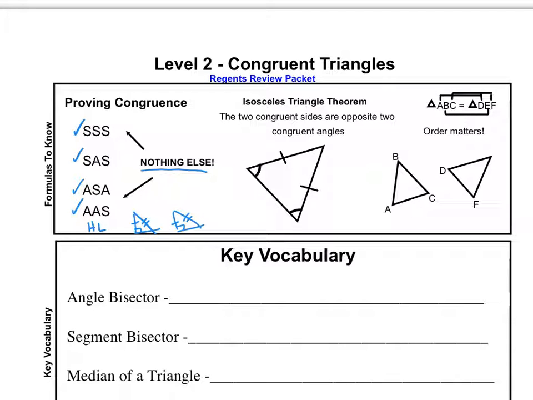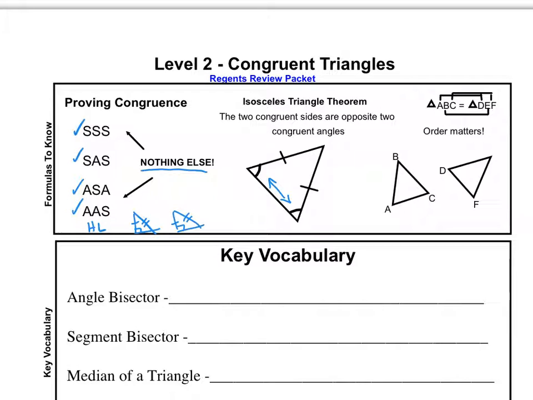The other 2 major things that you learned in this unit was about the isosceles triangle theorem, which is the base angles in an isosceles triangle are always congruent. And we also found out about how the order of these letters is really important. And this is something they do a lot on the Regents, where they check you on this.